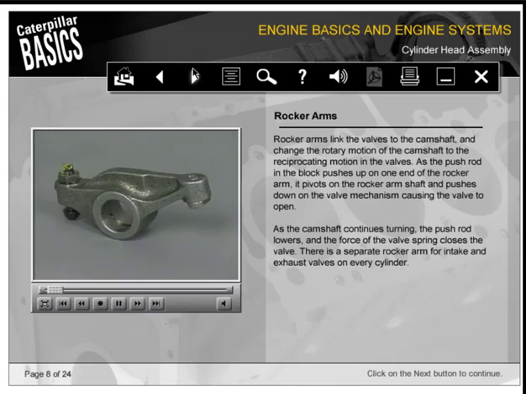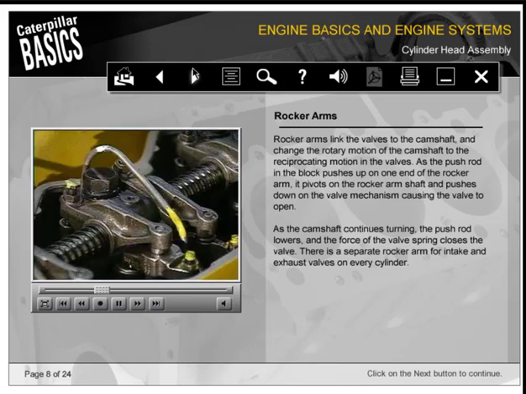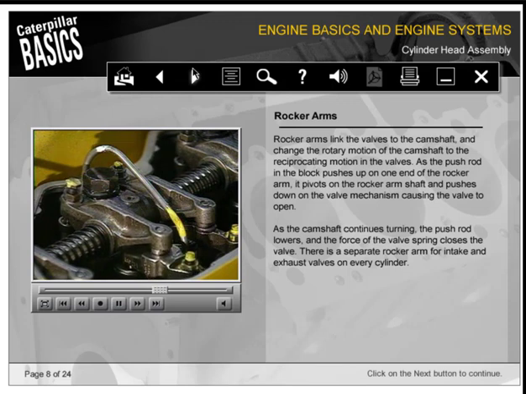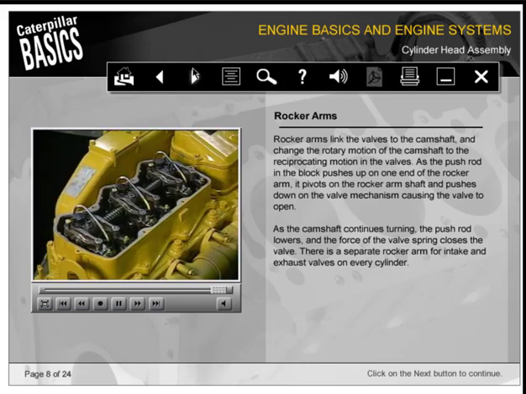Rocker arms link the valves to the camshaft and change the rotary motion of the camshaft to the reciprocating motion in the valves. As the push rod in the block pushes up on one end of the rocker arm, it pivots on the rocker arm shaft and pushes down on the valve mechanism, causing the valve to open. As the camshaft continues turning, the push rod lowers and the force of the valve spring closes the valve. There is a separate rocker arm for intake and exhaust valves on every cylinder.